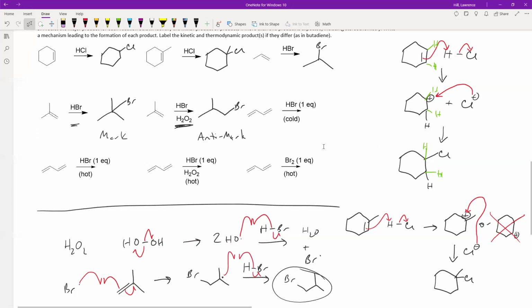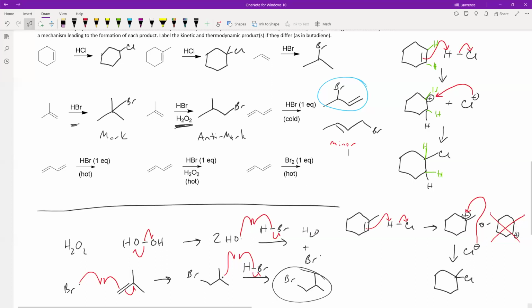If we had one equivalent of HBr to butadiene, we expect to get both 1,2 addition and 1,4 addition. So you remember we get 1,2 and we get 1,4 addition. Under cold conditions, we're going to preferentially get the 1,2 addition more so than the 1,4. So this will be the minor. And X isn't quite right here. It's more like just saying minor. And the major product is the one circled.